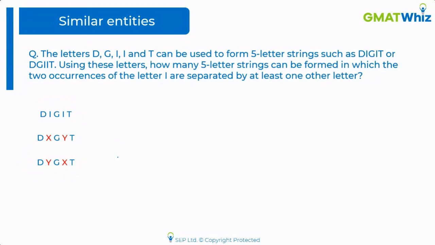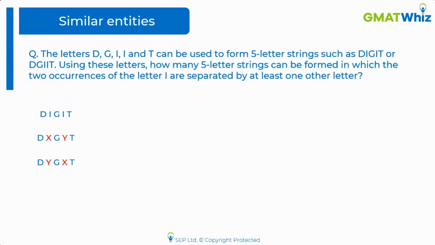Okay, so let's solve this question with that understanding. The letters DGIIT can be used to form 5-letter strings such as digit or DGIIT. Using these letters, how many 5-letter strings can be formed in which the two occurrences of the letter I are separated by at least one other letter? This is very similar to the question we solved earlier. We have to separate the two i's. So what should we fix first?